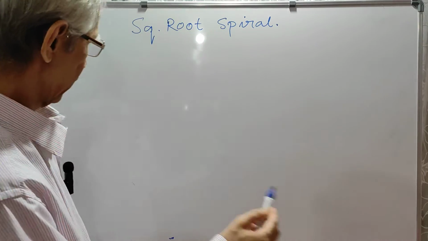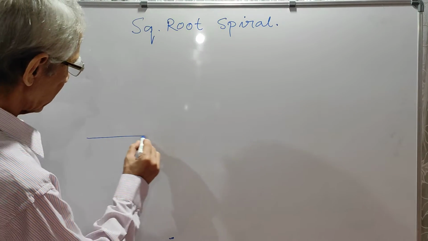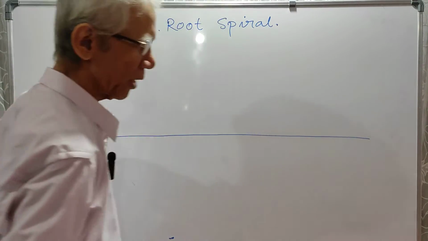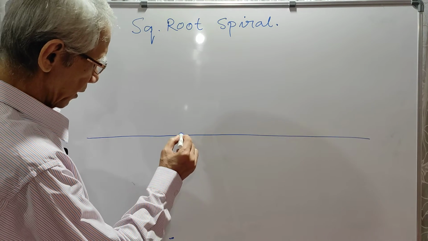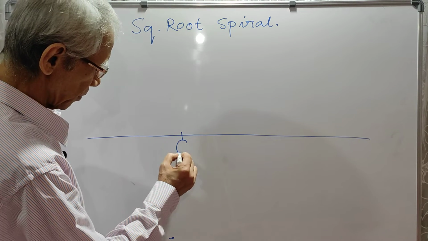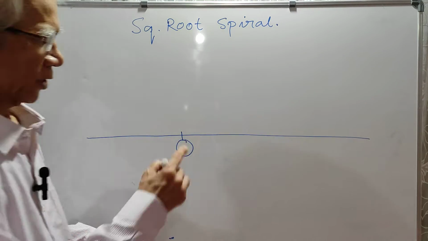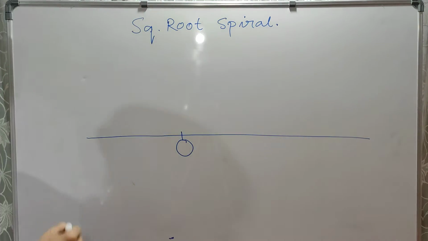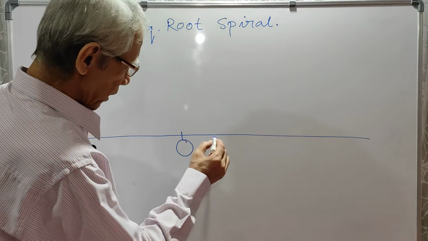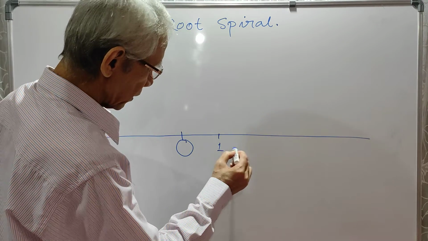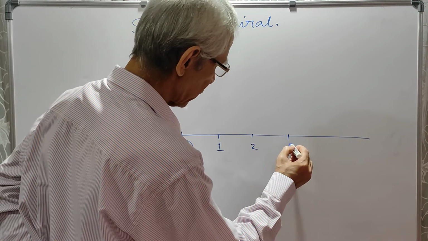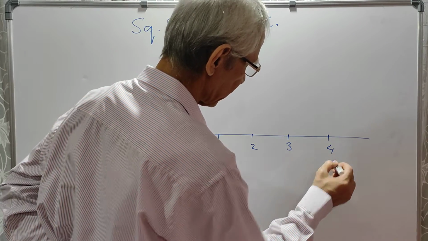All right. Now, in this method, what do we do? Obviously, we have to draw the number line again. Then again, this is the position of 0. So this O is the position of 0 on the number line. This side positive, this side negative. Now, this is 1, this is 2, this is 3, like that.